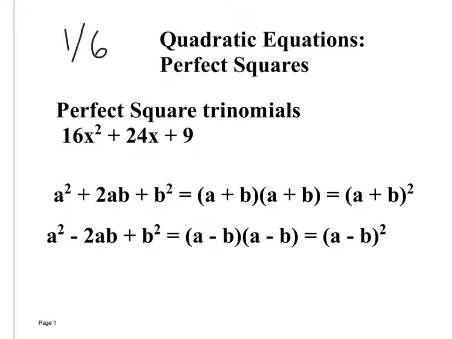What makes it a perfect square trinomial is that it's the first thing squared plus 2 times the first thing times the second thing plus the second thing squared, which is a plus b times a plus b, the same thing as a plus b squared. If it's a squared minus 2ab plus b squared, you know that both of them are minus. So it's a minus b times a minus b, which is the same thing as a minus b squared.